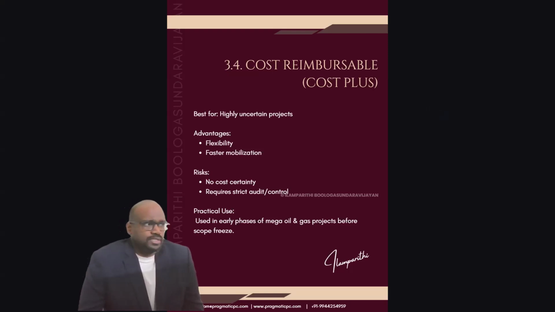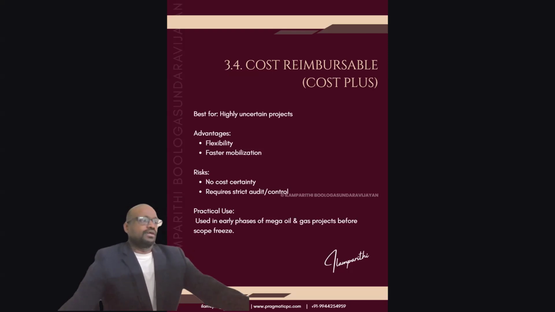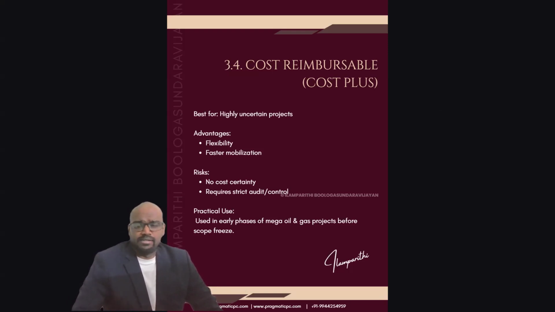Cost reimbursable or cost plus projects. They are used for highly uncertain projects where contractors do not come in for a lump sum price. You may float the tender for EPC or lump sum price, but they will not be interested because there are very high uncertainties in the project. The advantages are flexibility, especially for the employer, and faster mobilization. The risk is cost uncertainty: we don't know what the final cost will be. It requires strict audit and cost control, and we need high professional teams to do this.